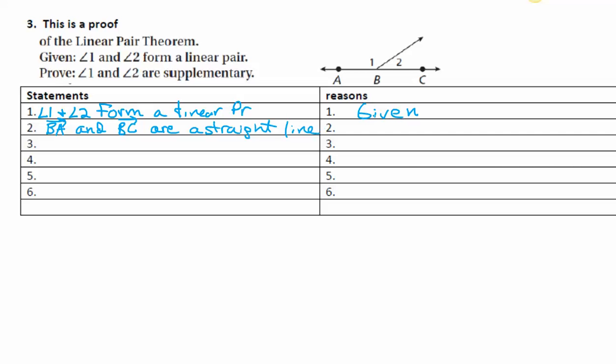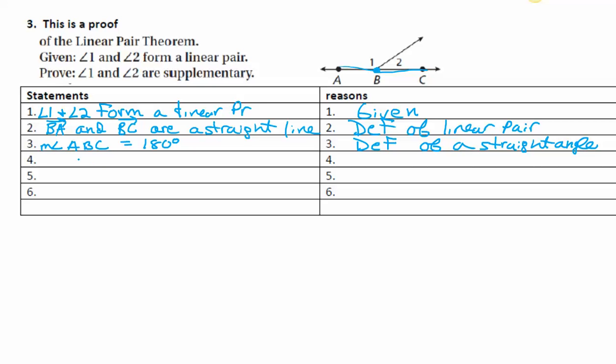Now this step, maybe you wouldn't necessarily need to put it in here, but I'm going to write every single thing. Because they're a linear pair, that means that this ray and this ray together form a straight line. All right, well, what does it mean if they're a straight line? That means that the measure of angle ABC is equal to 180 degrees. That's the definition of a straight angle. We learned that way back at the beginning, like 1.2.